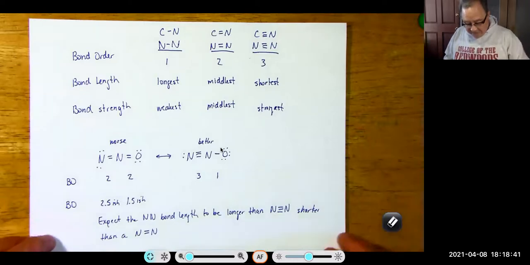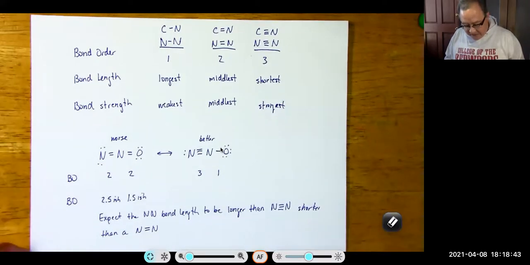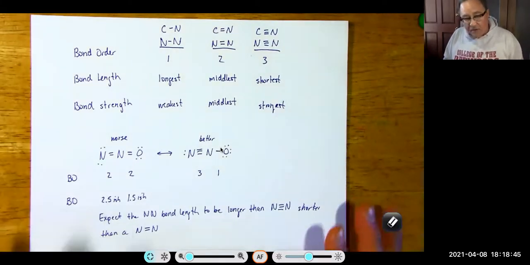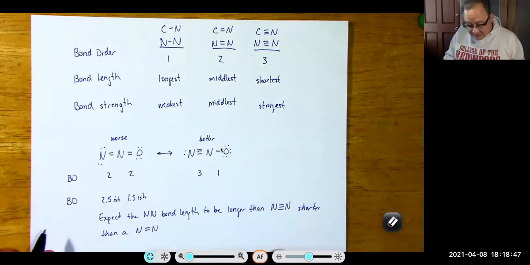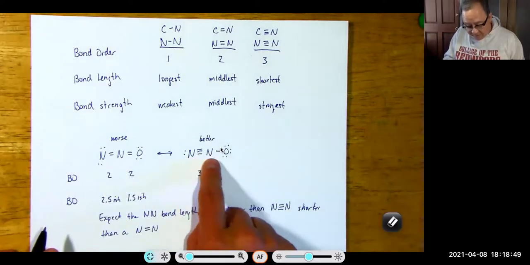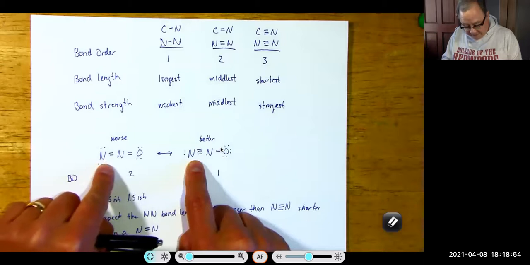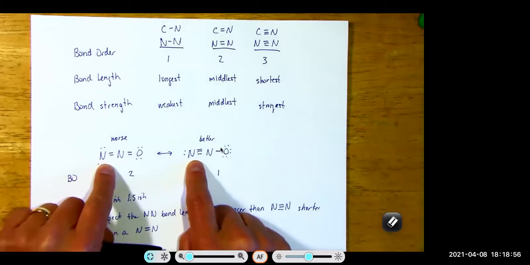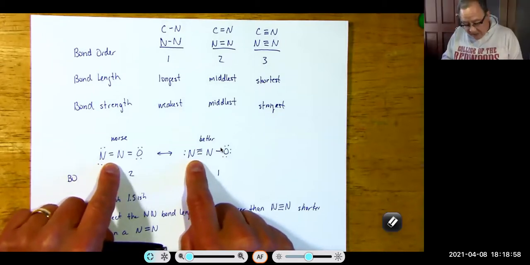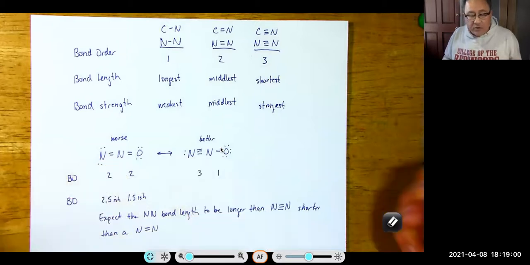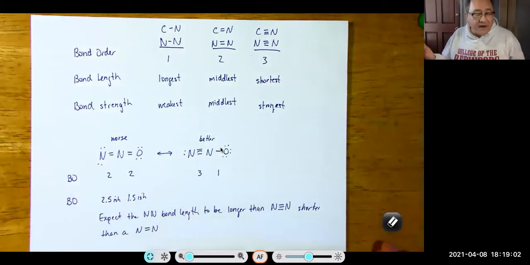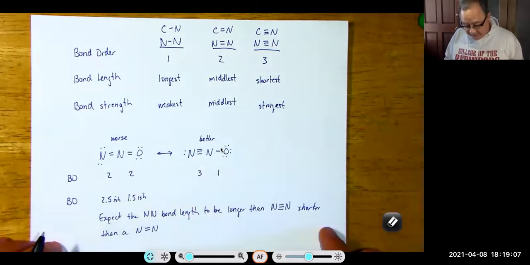Okay, so when we look at the actual problem, it actually gives us the bond lengths. And I believe a triple is a 115 and a double is a 147. And the actual is like 124 or 125 or something like that. So it's actually closer to the triple bond, which we might expect because this is a better structure, right?